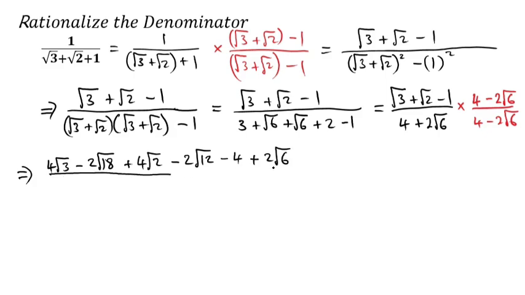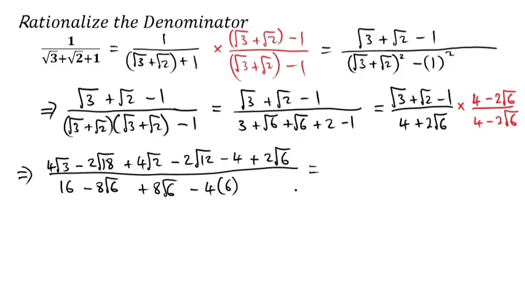Now all this is over. So 4 times 4, that's 16. Or if you want, you can use the difference of two squares again. It's the same thing. Then 4 times negative 2 root 6 is negative 8 root 6. Positive 2 root 6 times 4 is 8 root 6. 2 root 6 times 2 root 6 is negative 4 times 6, like that.